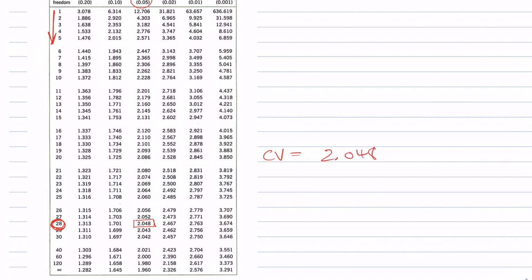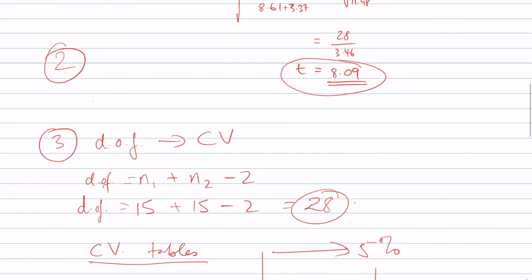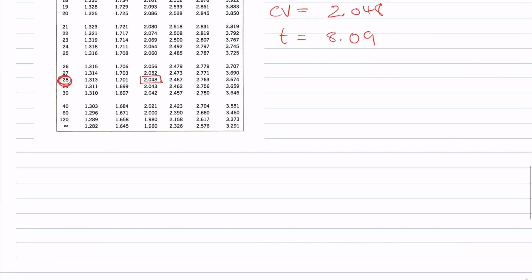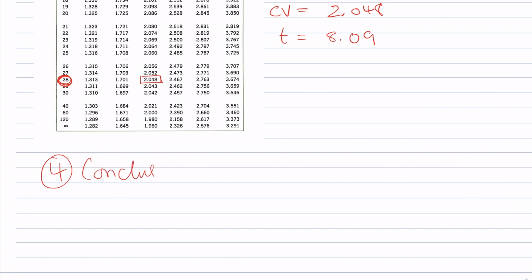So the critical value is equal to 2.048. Our t-value is equal to 8.09, and that's where we leave it at this point. All right, and then the last thing is we make our conclusion.